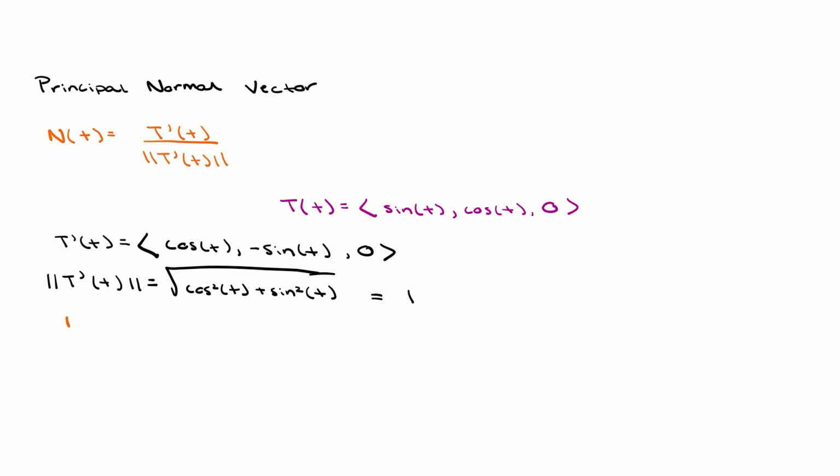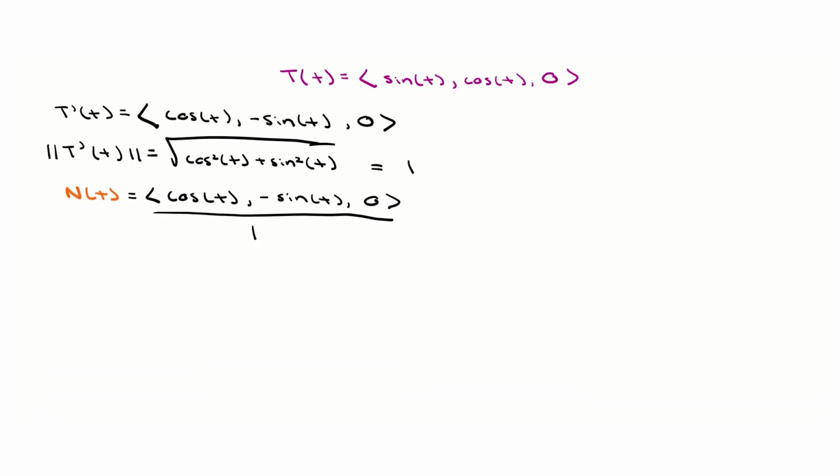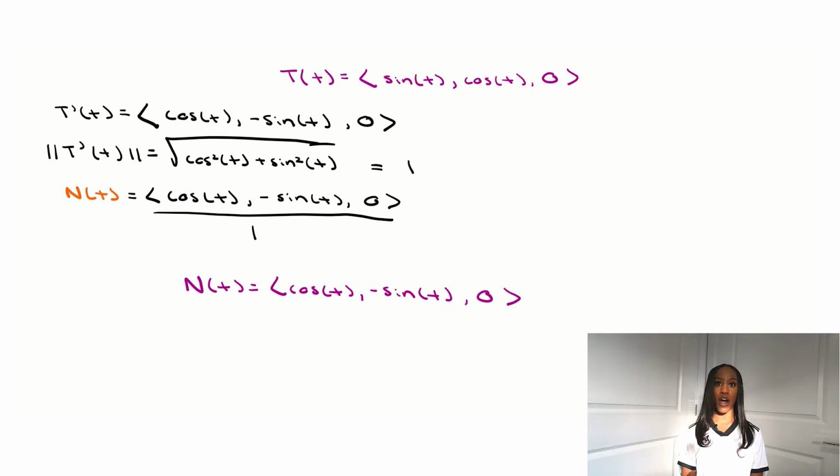So our principal normal vector is cosine of t, negative sine of t, 0, all over 1. And because the vector is over 1, the final answer for our principal normal vector is cosine of t, negative sine of t, 0. And there you have it. We found our unit tangent vector and our principal normal vector.